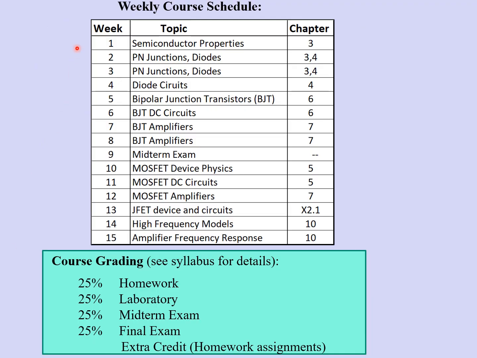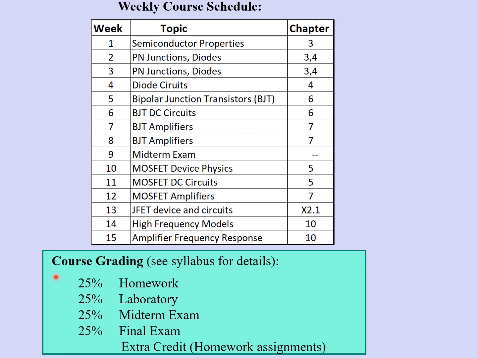This is a weekly course schedule. I won't read through it in detail, but basically this is showing the 15 weeks of the semester, the topics that we're going to go through, and the chapter from the textbook. Again, this is the 8th edition chapter. It could be slightly different. If you get an earlier edition of the textbook, just be careful. Some of these chapter numbers may have changed over the years. But we're basically covering about 7 of the chapters in the textbook, and we're not particularly going in order. We're going to skip around a little bit, which makes more sense for this course.